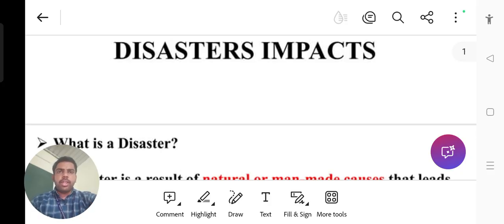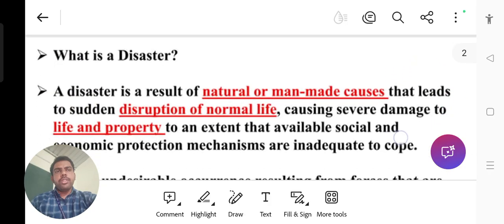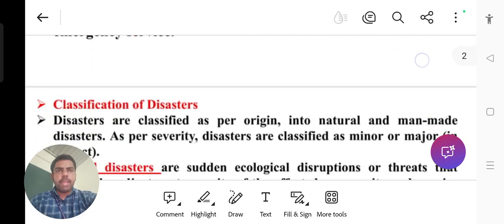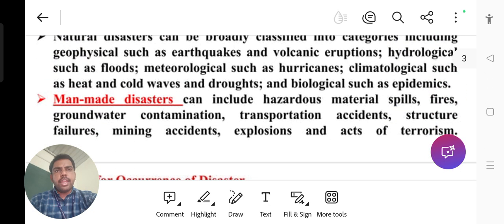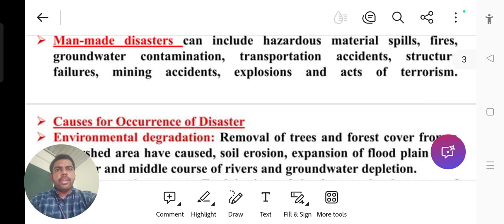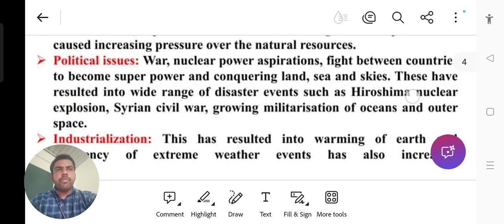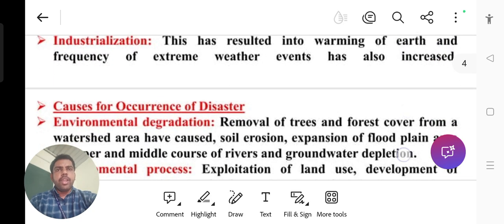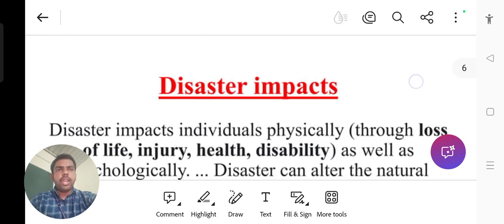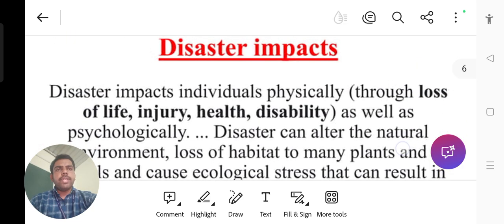Now coming to the third unit, that is disaster impacts. In disaster impacts, we look at how much impact occurs through a disaster in a particular situation. The disaster may be natural or man-made. Already we know the causes, and development plus political issues are also causes of forming disasters or hazards. For this, various types of impacts may be involved in a particular scenario.